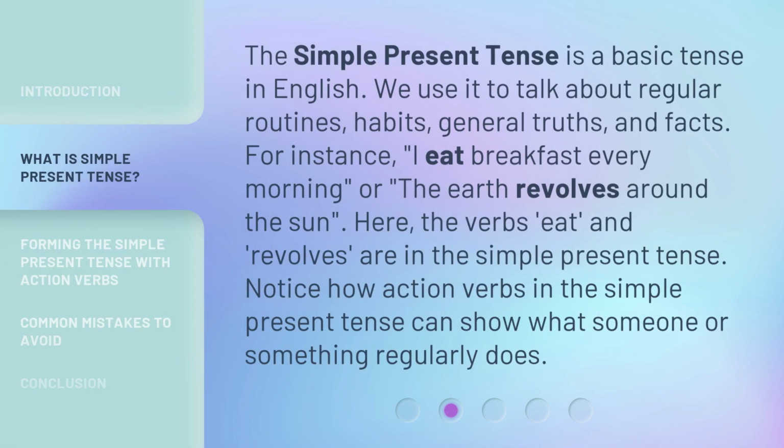The simple present tense is a basic tense in English. We use it to talk about regular routines, habits, general truths, and facts. For instance, I eat breakfast every morning, or the earth revolves around the sun. Here, the verbs eat and revolves are in the simple present tense. Notice how action verbs in the simple present tense can show what someone or something regularly does.